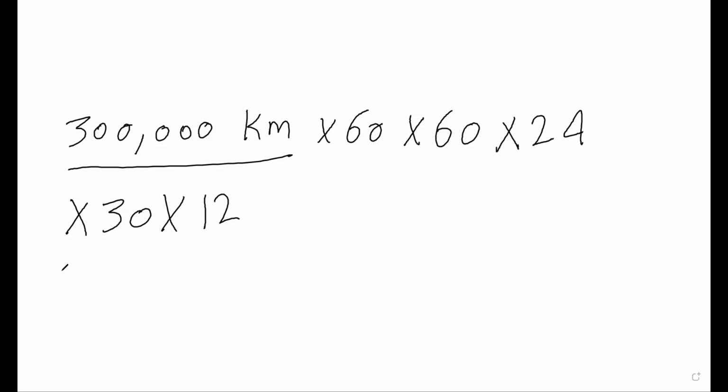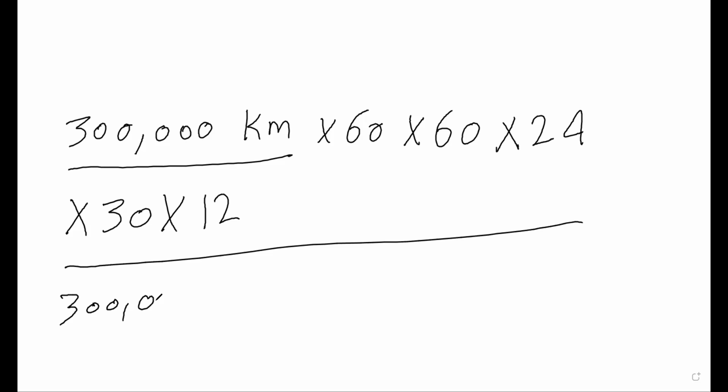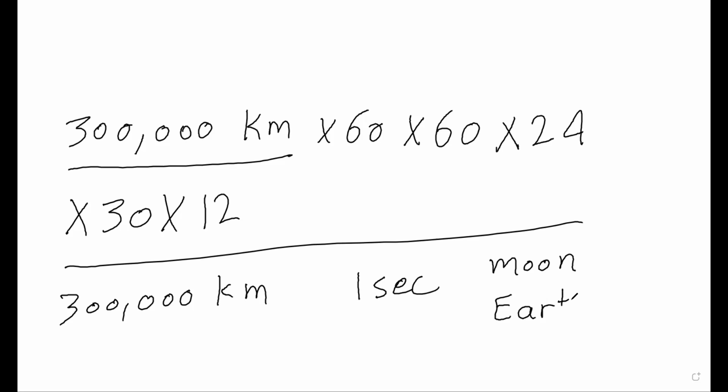By the way, the average distance between the moon and the earth is 300,000 kilometers. And the light takes just about 1 second to go from the moon to the earth. So the light can cover this distance in 1 second.